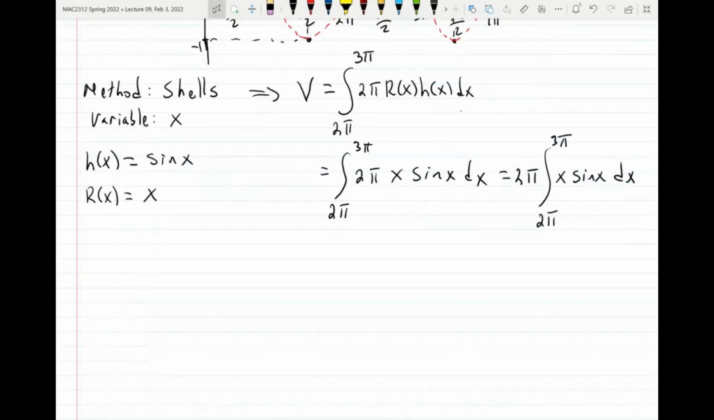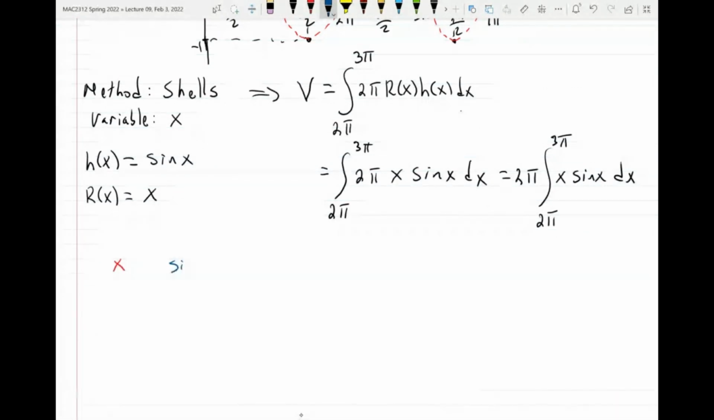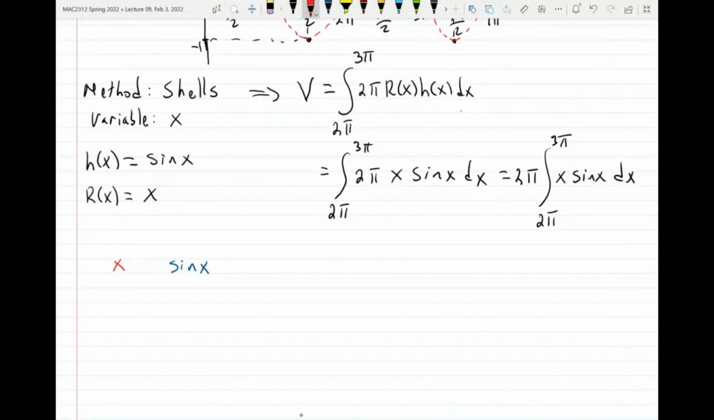Here we have x times sine of x. I pull out the 2 pi, okay? So I'm going to put x here. I'm going to put sine of x here, and then take the derivative. And here I take the integral. Integral of sine. What's the integral of sine? Negative cosine. And the integral of negative cosine, that's negative sine.